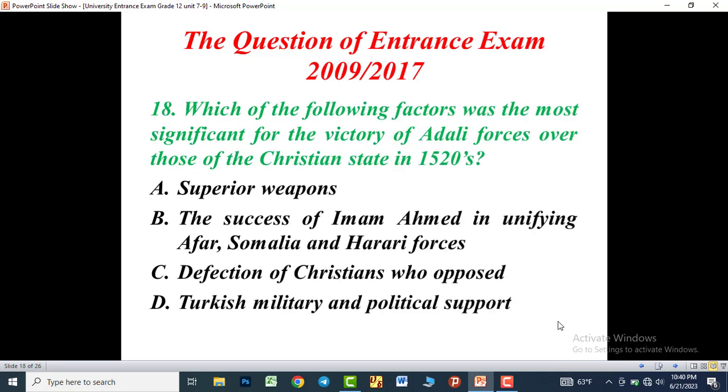Question number 18. Which of the following factors was the most significant for the victory of Adal forces over those of the Christian state in the 1520s? A. Superior weapons. B. Success of Imam Ahmad in unifying Afar, Somali and Harari forces. C. Defection of Christians who opposed. D. Turkish military and political support.